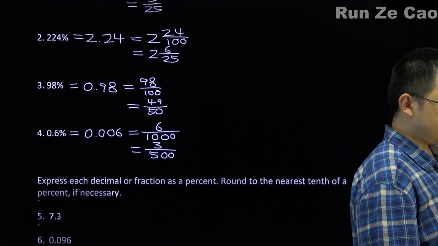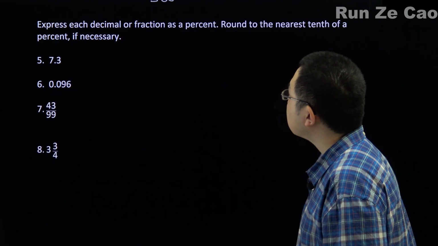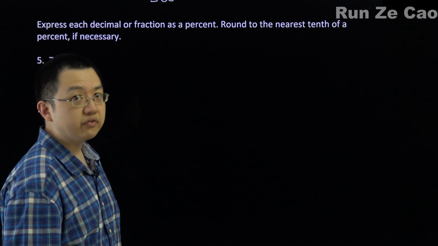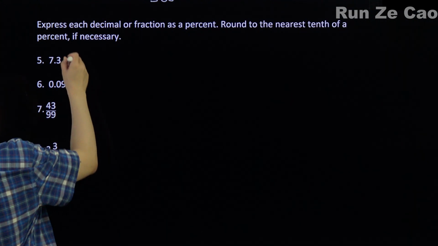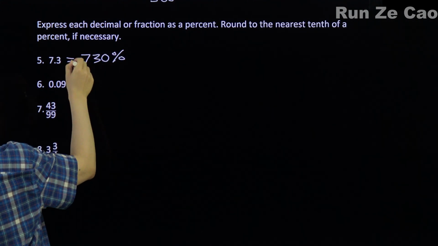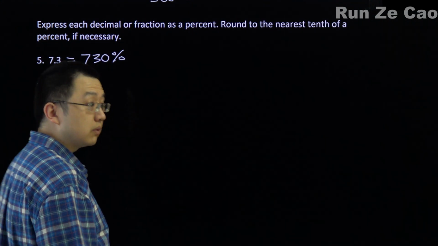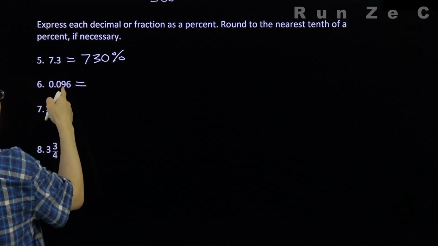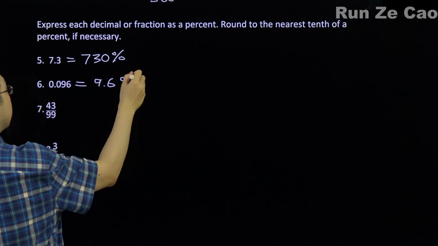Now let's express each of these decimals or fractions as a percent and round to the nearest tenth of a percent if necessary. 7.3. We know that 100% is literally 1, because percent means per 100. So 7.3 is 730%. You can think of this as times 100% if you insist, because all that does is times 1. It doesn't change the value. Here, 0.096, okay, multiplied by 100, that moves the decimal place 2 places, and you get 9.6, and then you add the percent symbol.